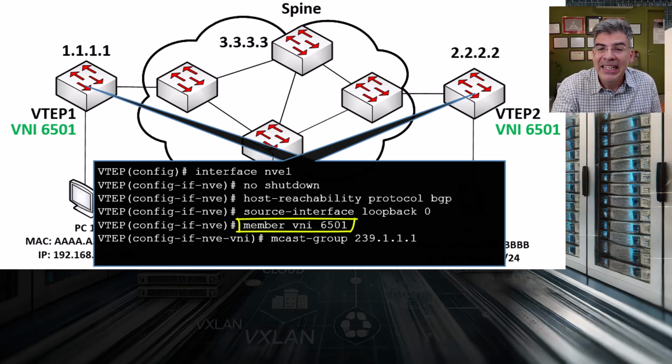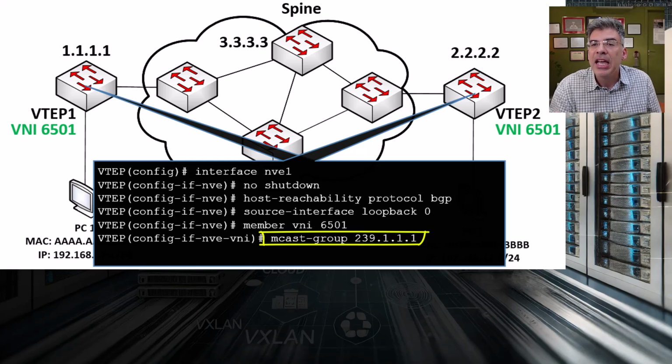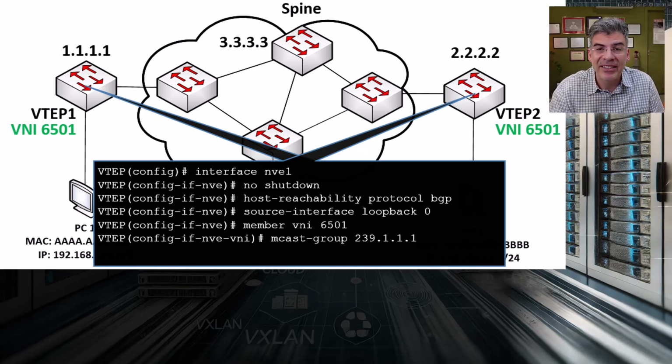The member command here tells the VTEP that this interface will tunnel traffic for VNI 6501, and the multicast group address that corresponds to this VNI that we're using is 239.1.1.1. Now remember that even though we're deploying MP-BGP EVPN, the multicast underlay is still needed to take care of other types of multicast traffic. Now our configuration is essentially complete.